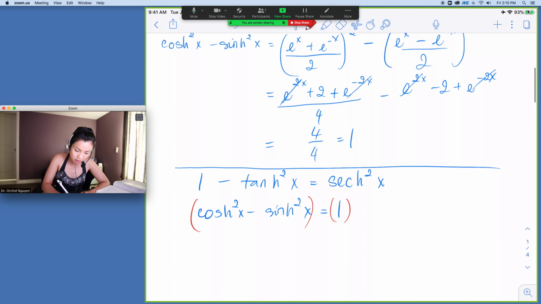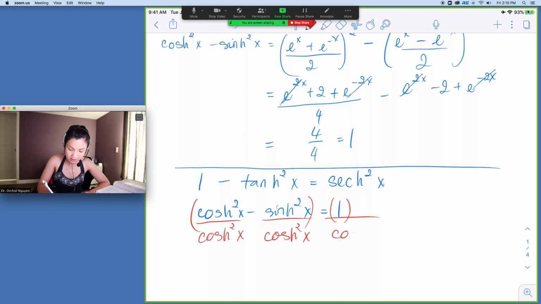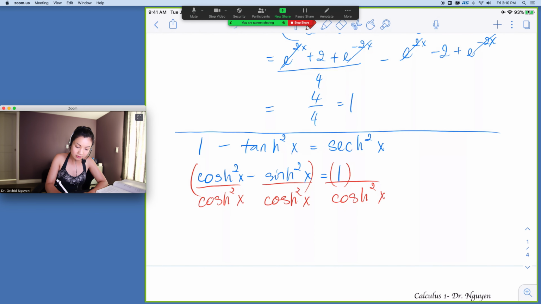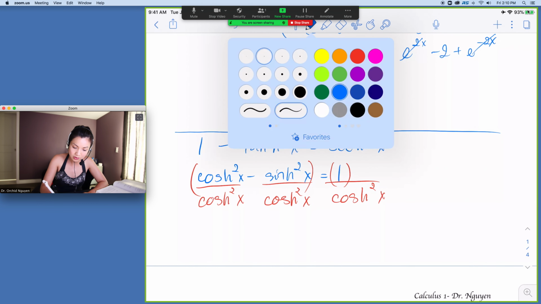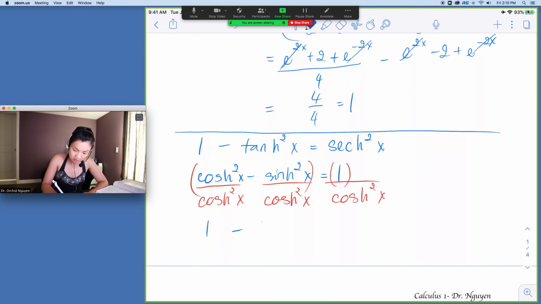So this is what I'm going to do. I'm not changing anything because I divide everything by the same value. So what we have is 1 minus hyperbolic tangent squared equals 1 over hyperbolic cosine squared, which is just hyperbolic secant squared. And there we have it.